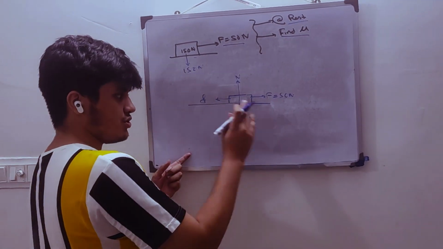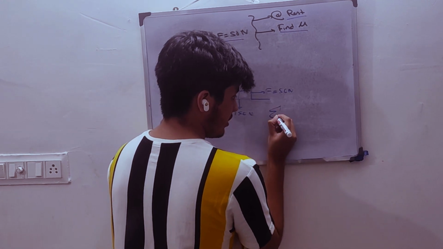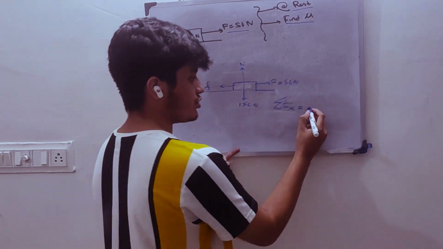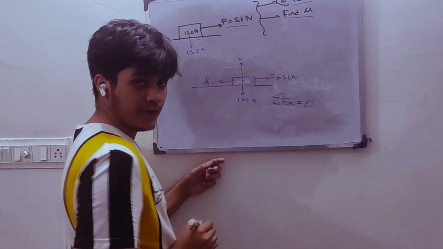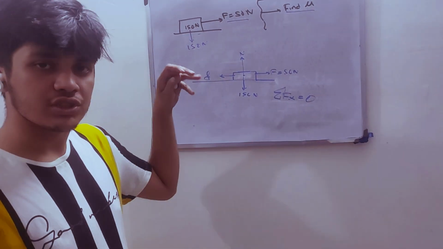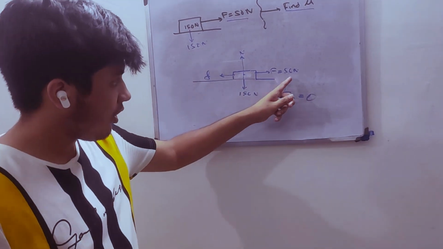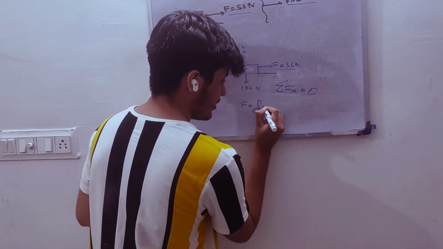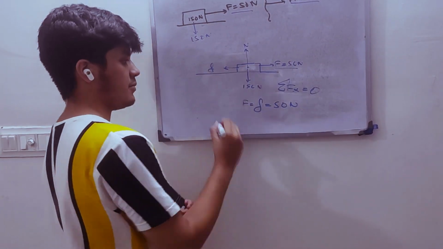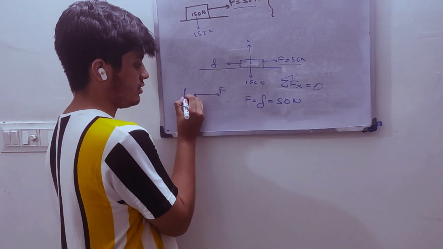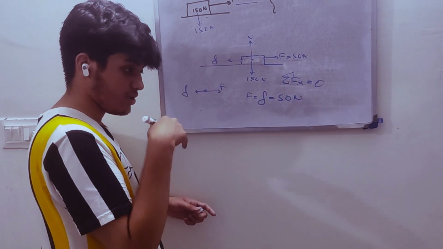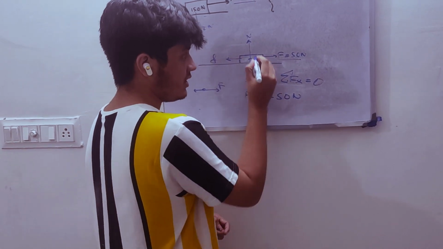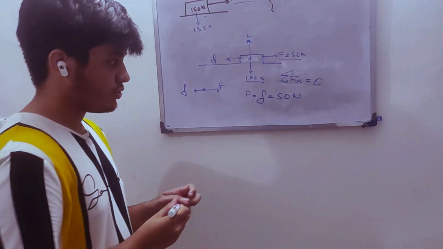Now, as it is mentioned, the body is at rest. So the total force in the x direction should be equal to 0. Then only the body will be in equilibrium. Equilibrium means the forces in all directions are 0 and the body is at rest. So only if friction F is equal to the applied force, that is 50 Newton, will the body stay at rest, because in this direction the force is there and in the opposite direction the force is there. In the vertical direction it is already at rest, because the 150 Newton is balanced by the normal reaction. So let's solve the question.